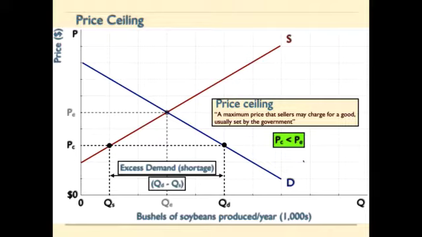Now, there's many examples of this. One of the most famous ones occurs in the United States in the early 1970s. OPEC embargoed the United States and refused to sell oil to the United States. So there's a dramatic decrease in the supply of oil to the United States, which drove gasoline prices upward. And in order to combat this, the federal government set a price ceiling, a maximum price on gasoline.